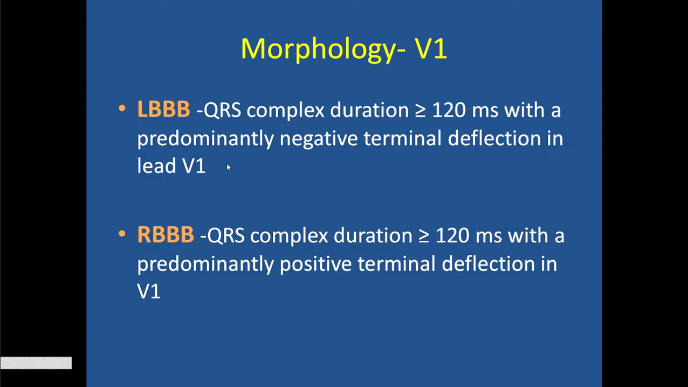And with regards to wide QRS tachycardia, V1 is a very important key to differentiate between left bundle and the right bundle morphology.